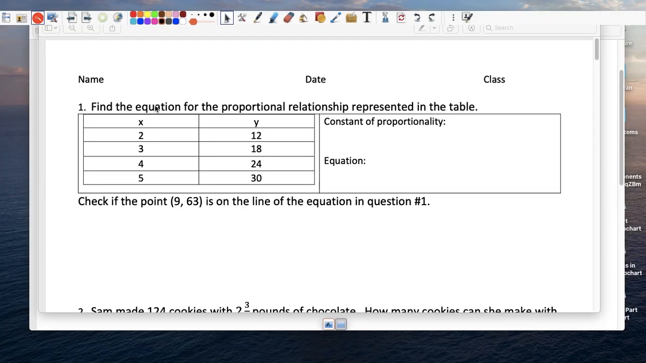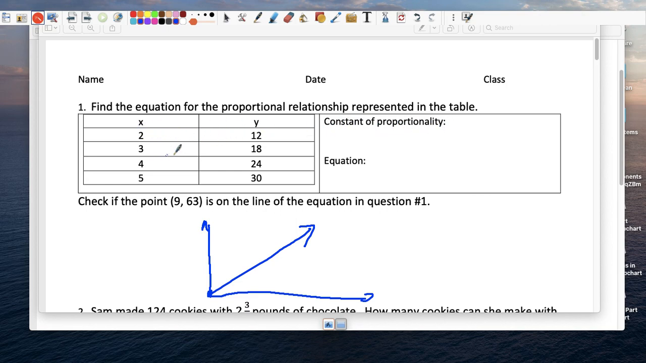Find the equation for the proportional relationship presented in the table. So it's telling you it's proportional, right? So if it's proportional, and I'm going to create a graph here, we know that if I plot these points, 2 and 12, 3 and 18, 4 and 24, 5 and 30, it's going to give me a straight line that goes through 0.